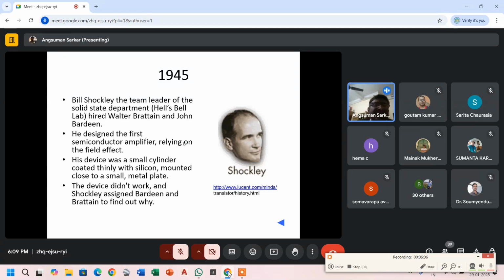In 1945, Shockley, the team leader of the solid state department in the Bell Lab, hired Brattain and Bardeen, and they discovered the first semiconductor amplifier relying on the field effect. His device was a small cylinder coated thinly with silicon, mounted close to a small metal plate.